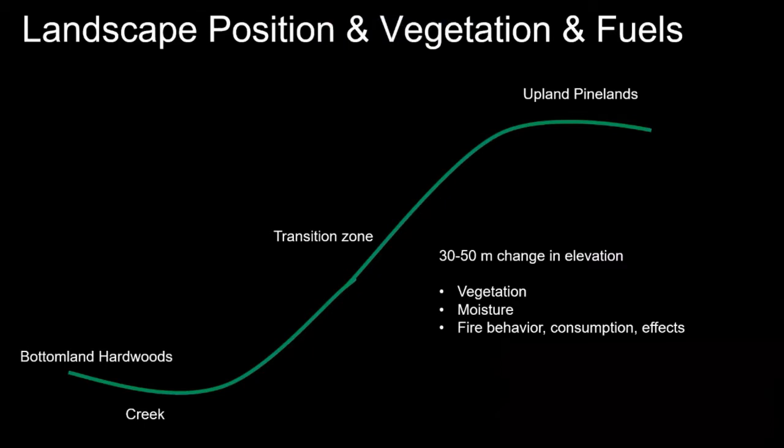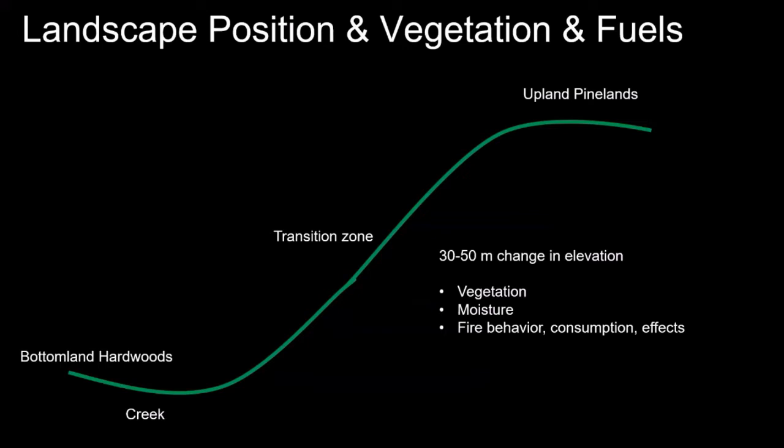Now, landscape position really has a big influence on vegetation and fuel characteristics, and in these areas, they're considered rolling hills, right? Because they're in the foothills of the mountains, but not quite at the coastal plain. And so the elevation grading is usually between 30 to 50 meters difference in elevation between the bottomland hardwoods and the upland pines. And so this is how I'm going to talk about this sort of gradient.